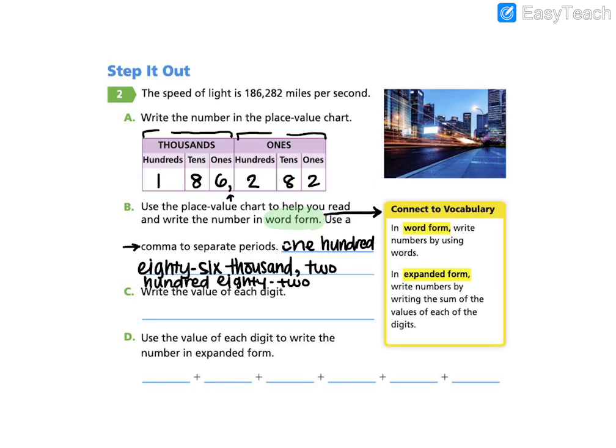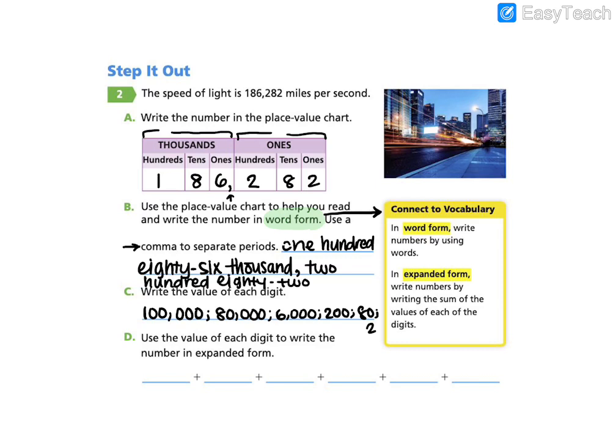C is asking us for the value of each digit. So the value of the digit 1, think back to lesson 1, is 100,000. So to write that value, we write 100,000. We're going to separate these values by using semicolons. Go ahead and write the value of all 6 digits. Pause the video and start it when you're done. Go ahead and check that you have the correct value for each of those 6 digits.